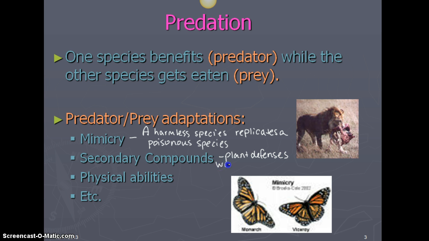With chemicals. Some examples are thorns, or things like poisons or poison ivy would be an example. Okay, and then physical abilities is number 3, and it would kind of fall in that other category, like camouflage could be an example.